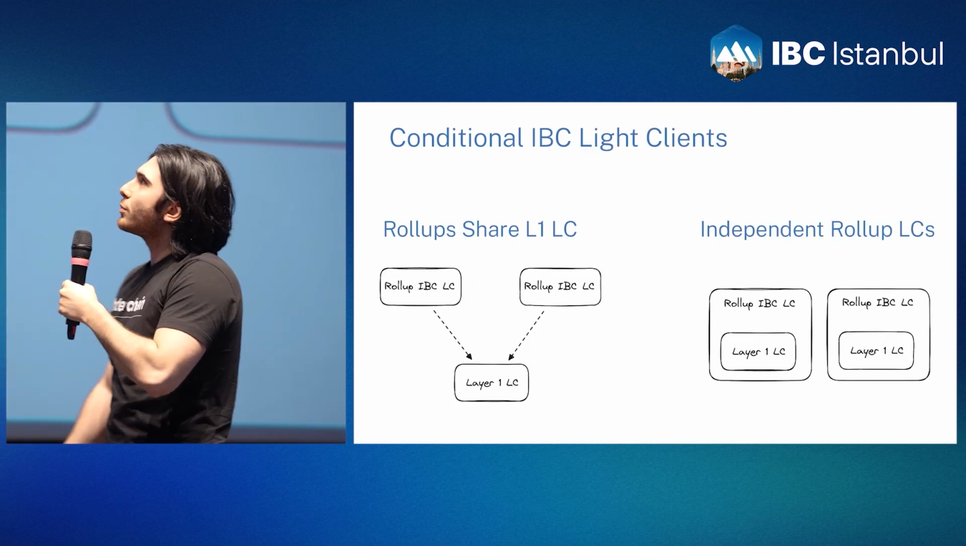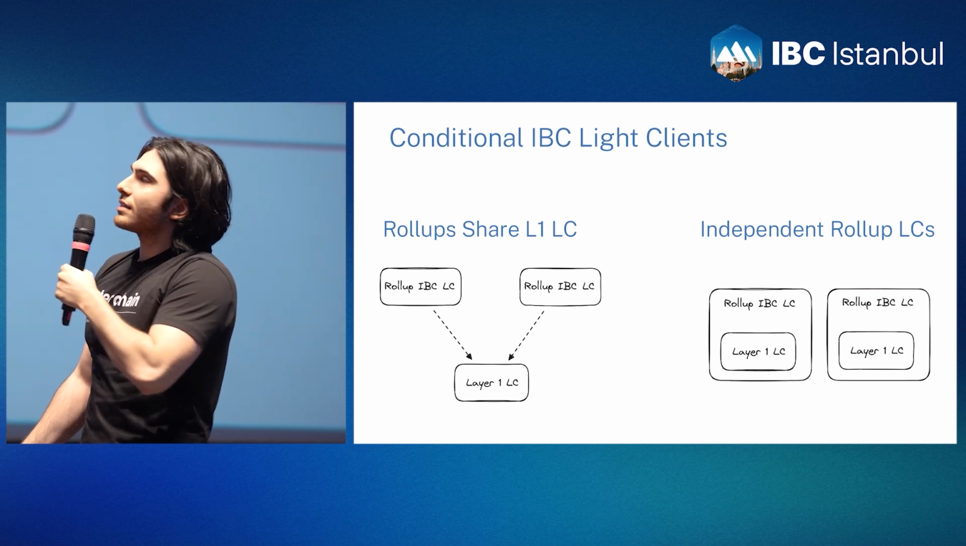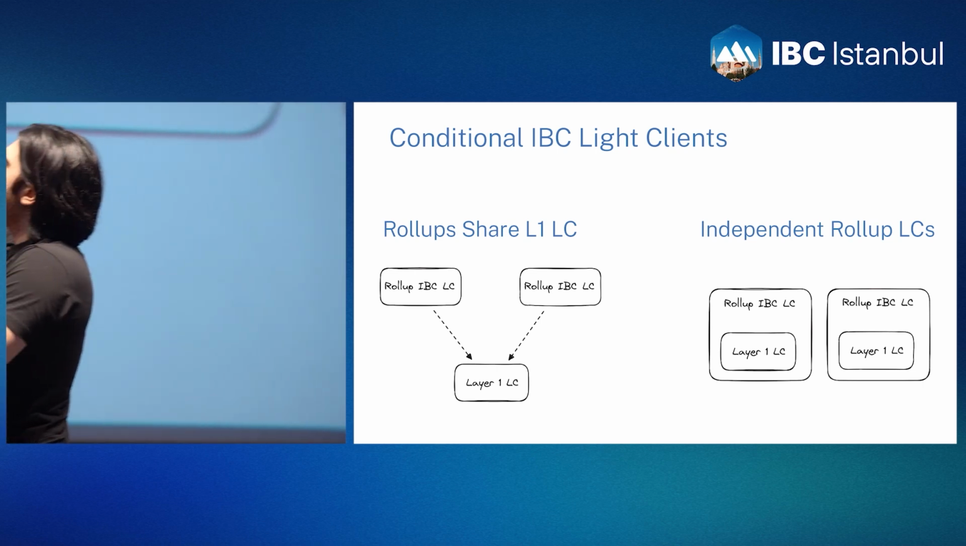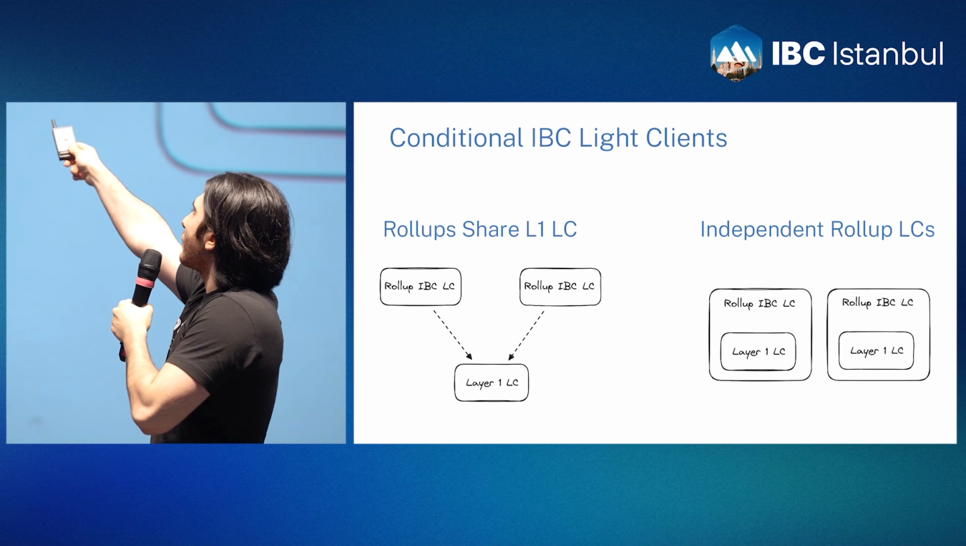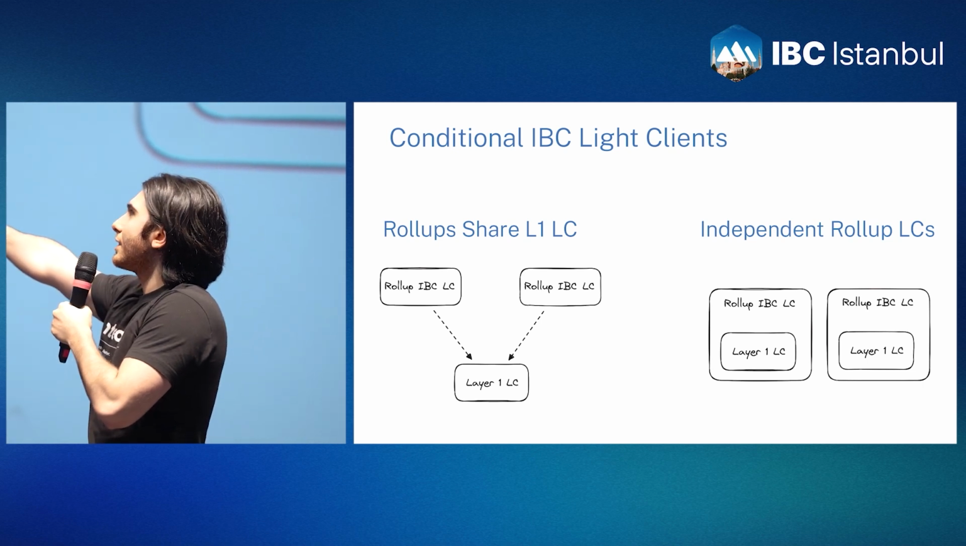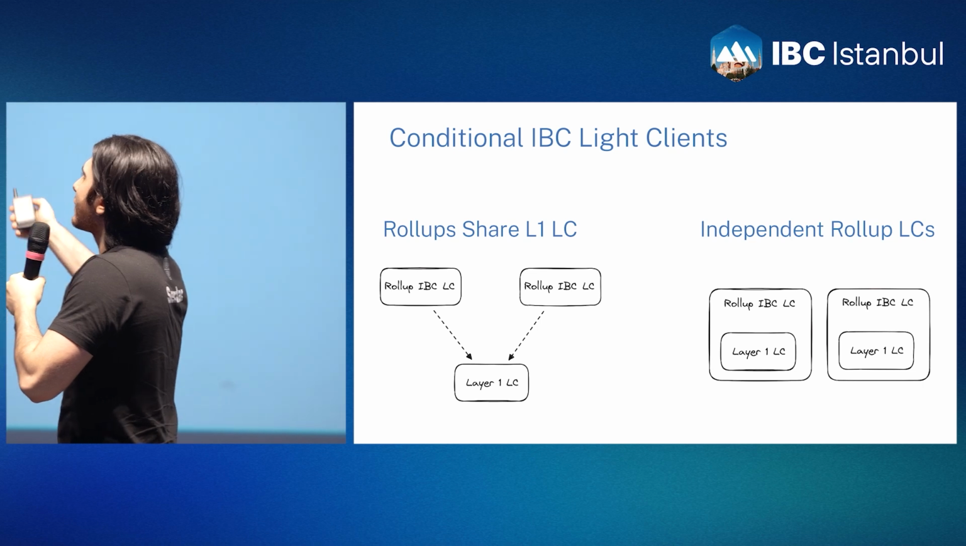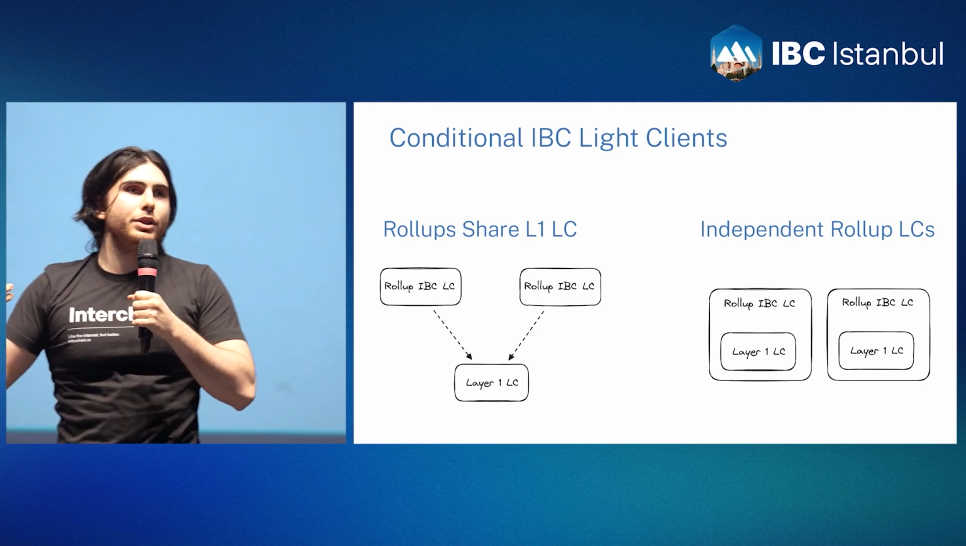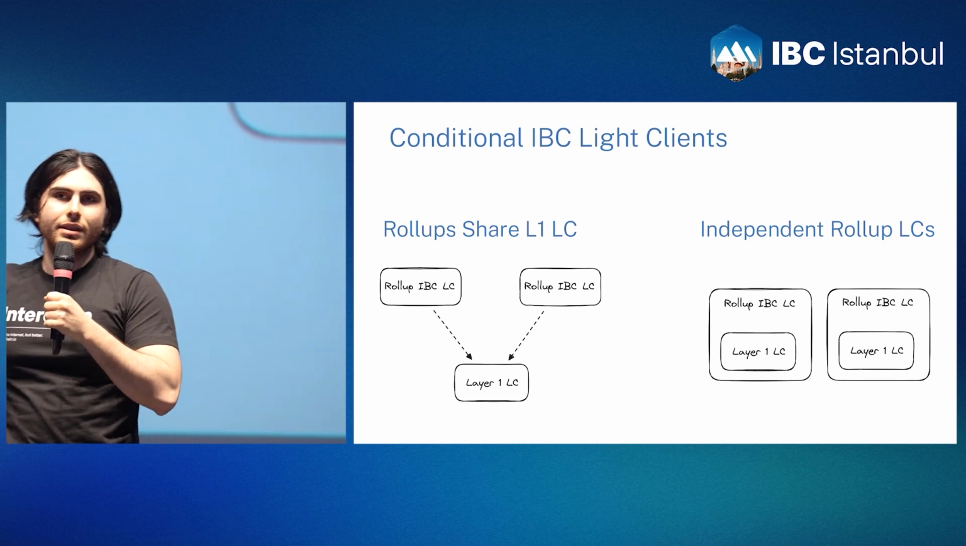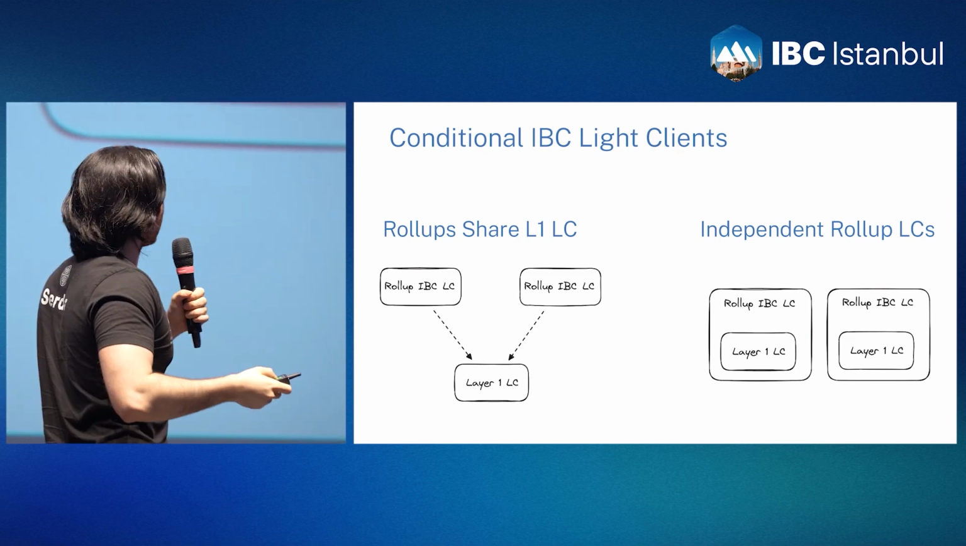Yeah, so I guess you could build conditional light clients in a couple of ways, right? One is maybe you have a rollup IBC light client and a layer 1 light client, and then they have a pointer to that light client, so that when you have a packet, you need to pass verification through both of these. So that's one thing you can do.